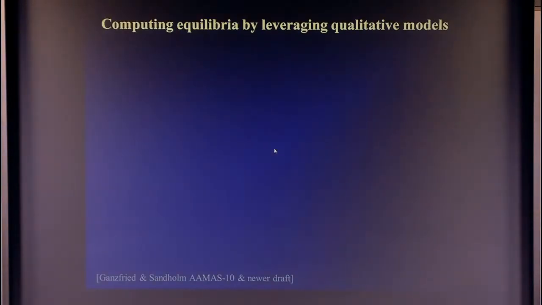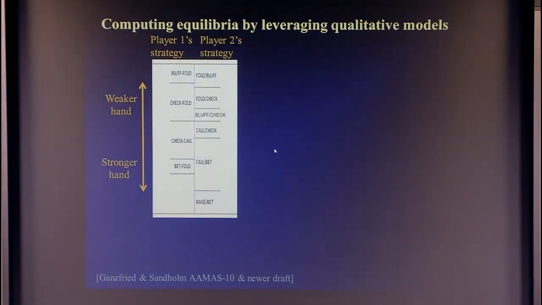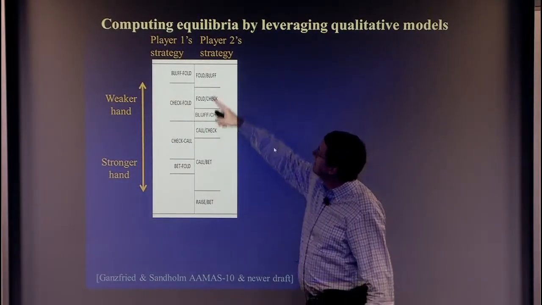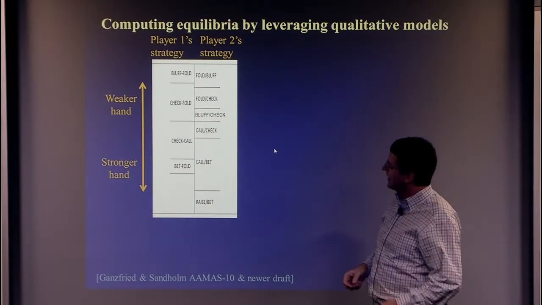All right, one other idea I'll just mention. If you have good intuitions about what the answer should be, you can actually use that to make the equilibrium finding faster. So here's some intuition from Sam Ganfried for Texas Hold'em endgames.